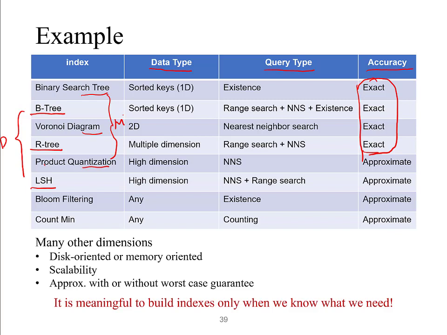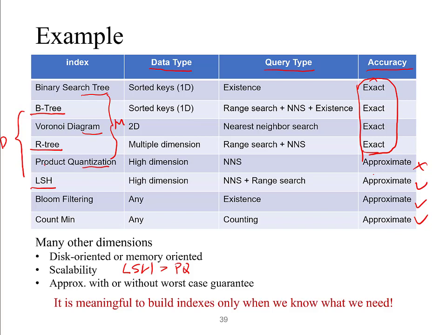Also, the scalability. For example, LSH and product quantization both support nearest neighbor search in high-dimensional space, but the scalability of LSH is better than the scalability of product quantization. And even for these approximate index structures, some of them have a worst case guarantee and some of them do not. For example, LSH, Bloom filter, and CountMin all have a worst case guarantee, but PQ does not.